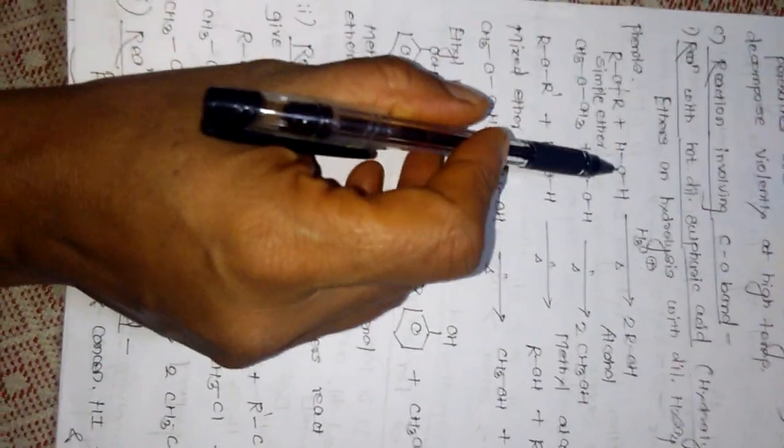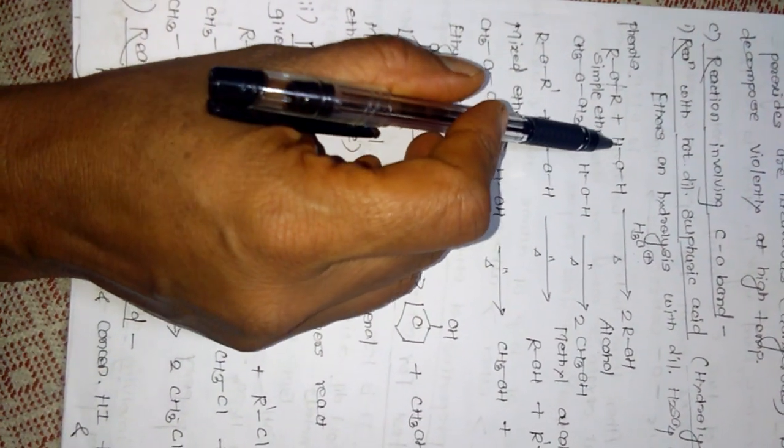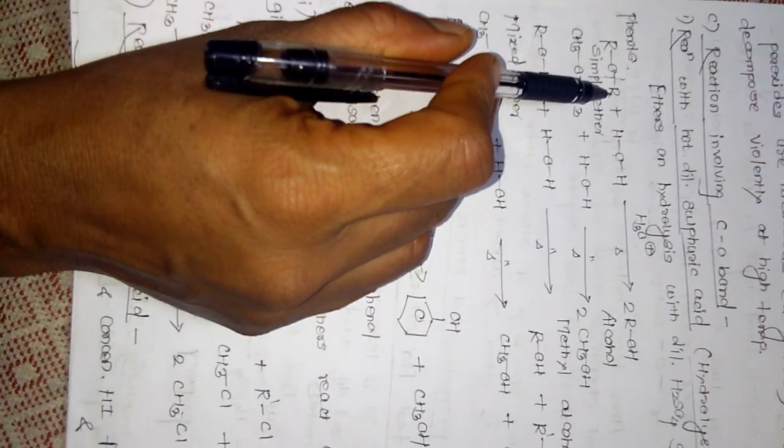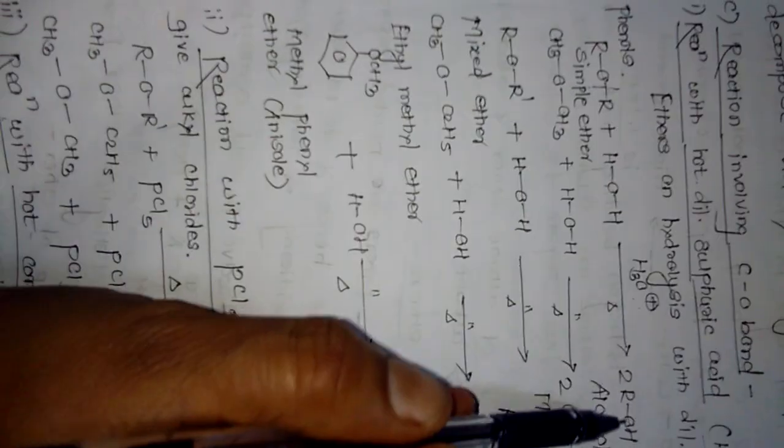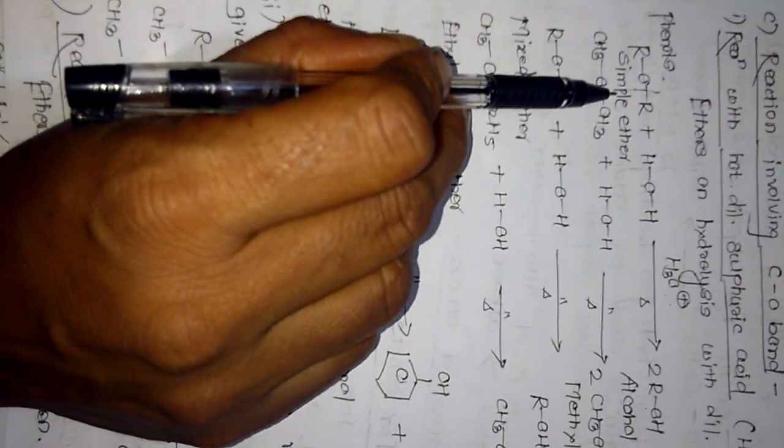How does the reaction take place here? The bond is breaking here. Water has fragments H plus and OH. This H plus is taken by R. This OH attaches to this R. Take this OH, and H attaches to this O. It forms ROH, two molecules of alcohol. When the ether is simple, the two alcohol molecules are the same.